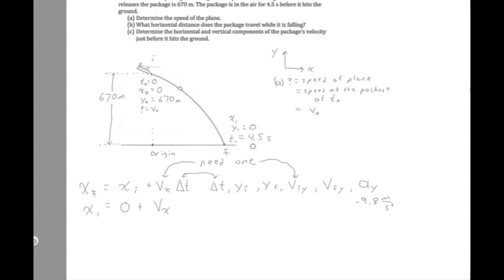So how much time elapses between 0 and 4.5 seconds? Well, it's easy to see that that's 4.5 seconds. 4.5 seconds elapsed between this point and this point. That's what we were basically told directly in the problem. As I mentioned before, I think this is the first problem we worked on together where you were given information about time in the original problem. Y initial, 670 meters.